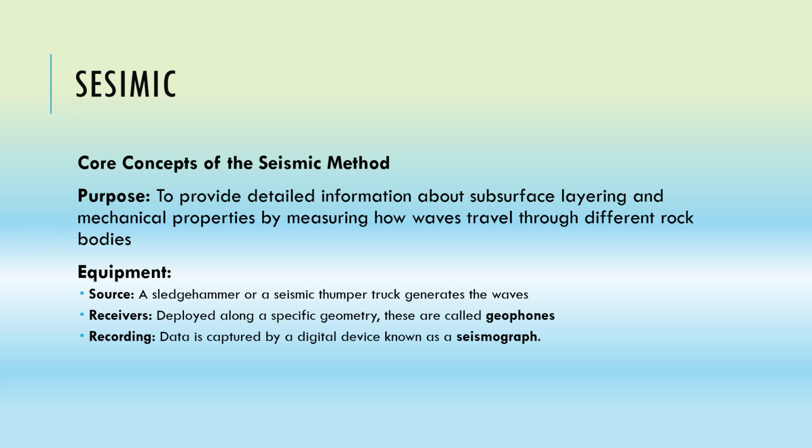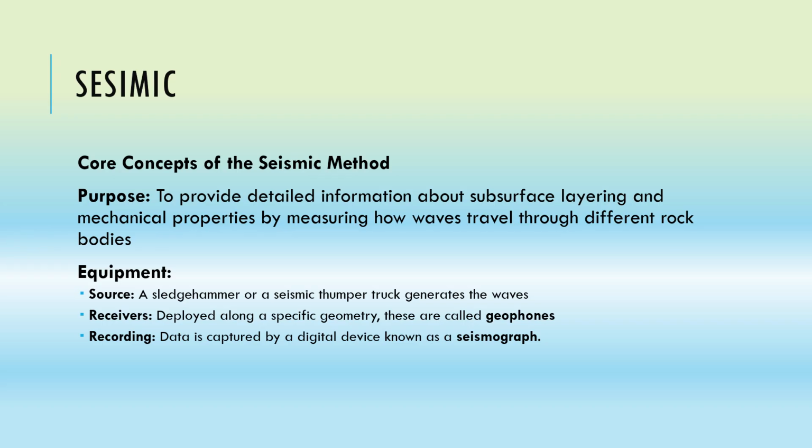Now we are going to see the seismic method. The core concept of the seismic method is to provide detailed information about subsurface layering and mechanical properties by measuring how far the waves can travel through different rock bodies. Before, we used electrical resistivity for all kinds of things, like water, rocks and soil. Now, seismic is only used for different types of rock bodies.